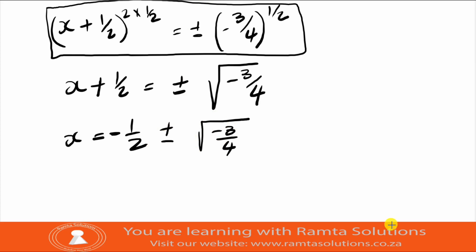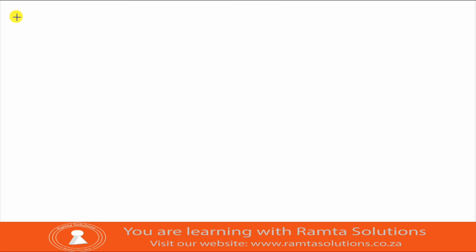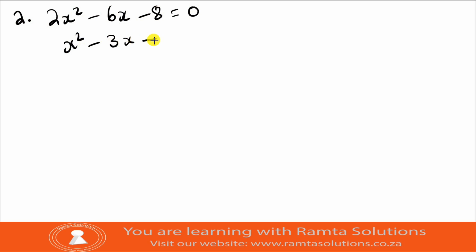Okay guys, now let us go to the second one, which was number 2. We said 2x squared minus 6x minus 8 equals 0. So what we do here, because we are solving expressions, we will divide by 2 throughout. So this will be x squared minus 3x minus 4 equals 0.